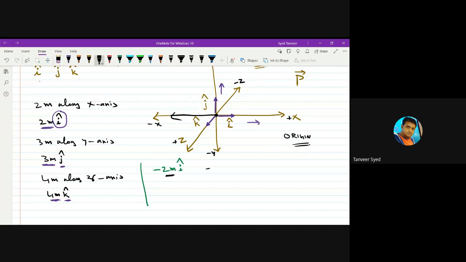If I write minus 3 meter j cap, you should go down 3 meter. If I write minus 4 meter k cap, you should go into the screen, into the plane of the screen, 4 meter. So try to understand the work that these I, J, K are doing here. They are simply pointing towards a particular direction, that's all. They are telling you that you start in this direction. And how much should you go? That is given by the magnitude. How far should you go? That is conveyed by the magnitude.